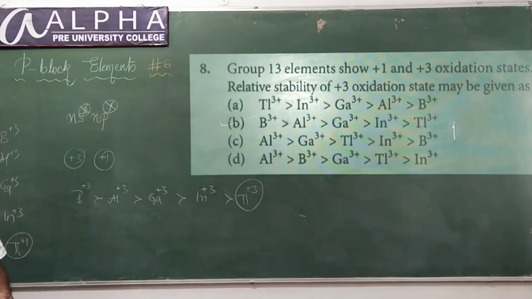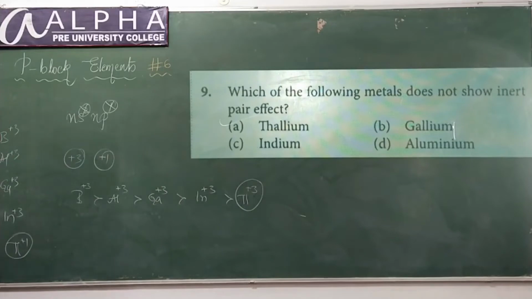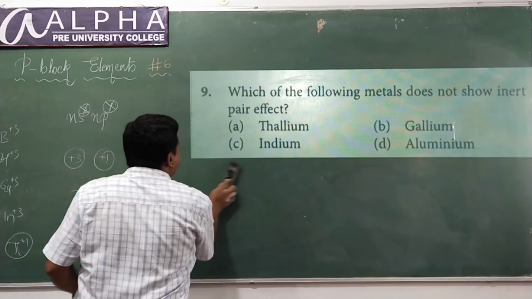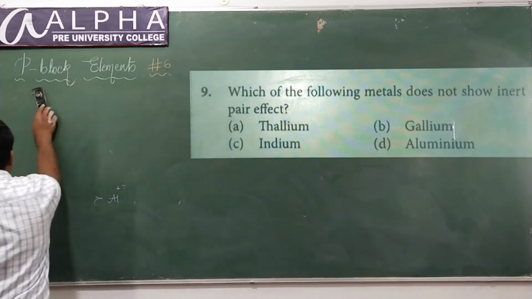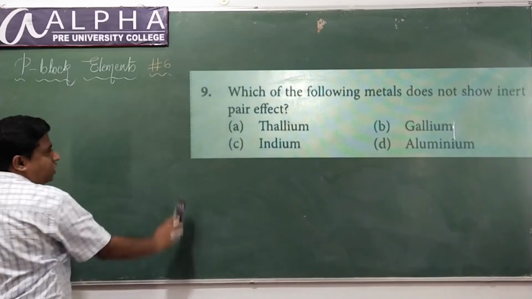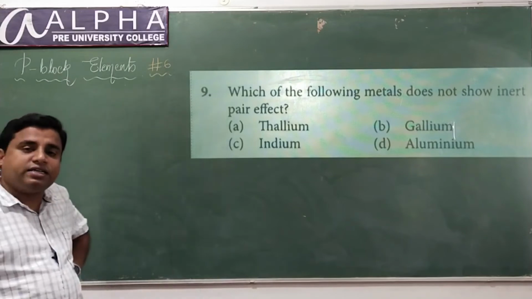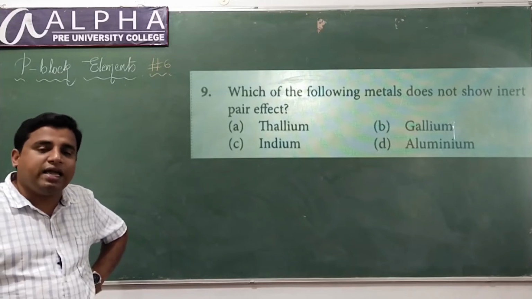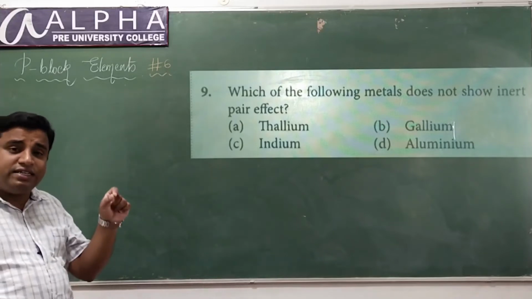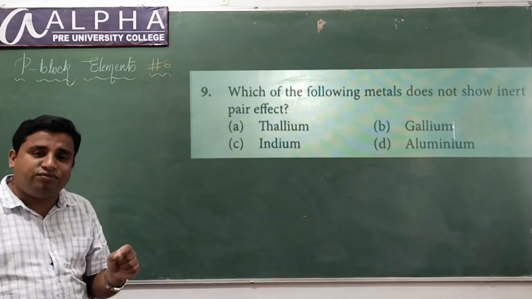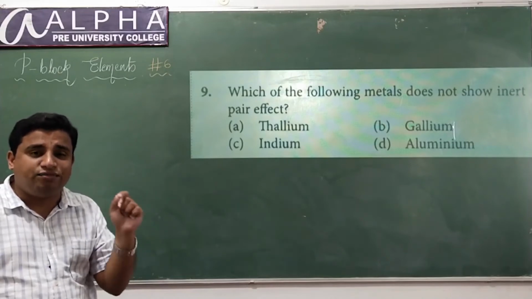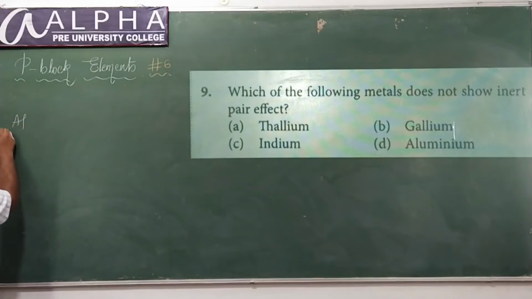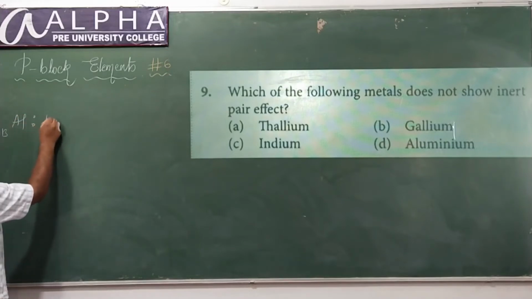Next question. Which of the following metals do not show inert pair effect? Inert pair effect is observed if there are completely filled d orbitals and f orbitals. If there is a completely filled d orbital and f orbital, they show inert pair effect. But look at aluminium. What is the atomic number of aluminium?